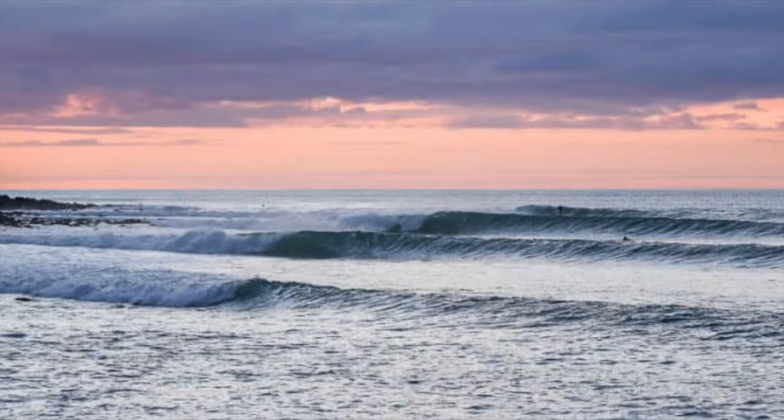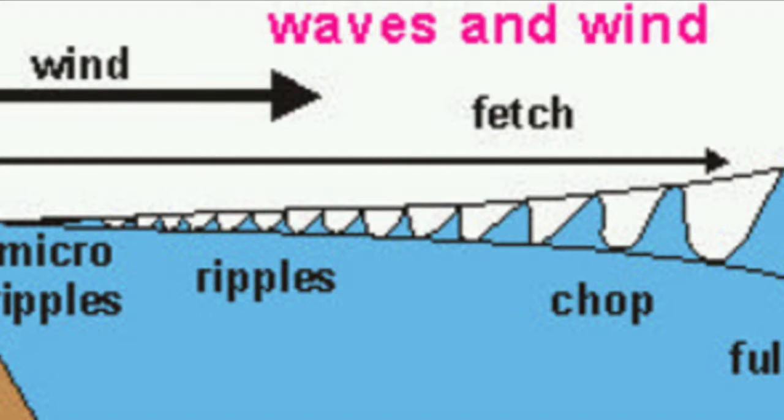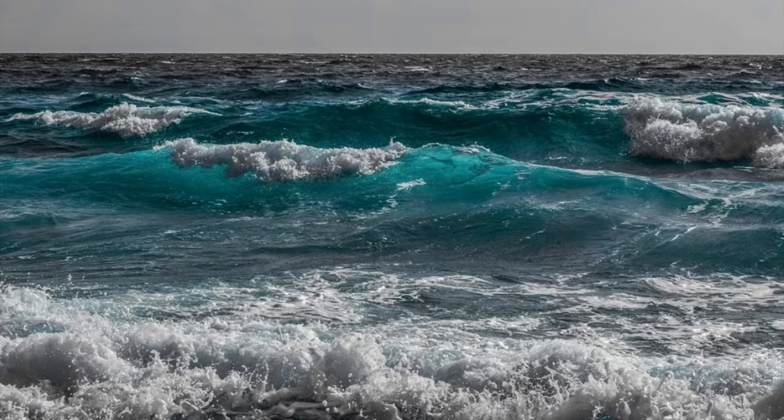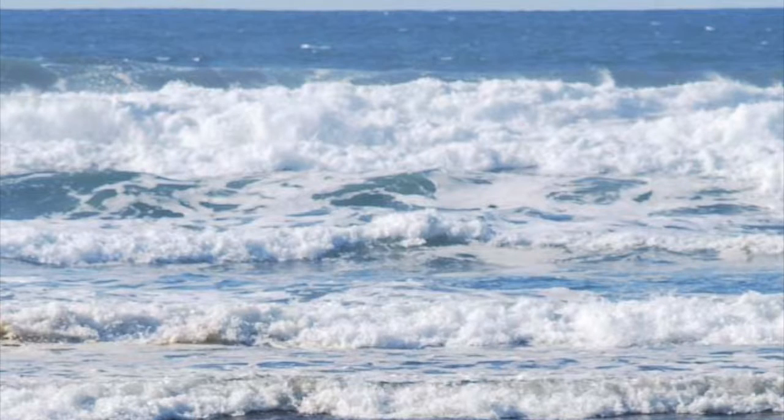Fetch is the distance of open water over which the wind blows. The longer the fetch, the larger the waves. The depth of the water also plays a role in wave growth, as it is difficult to generate large waves in shallow water. The friction on the water's surface allows for more energy to be transferred between waves, causing an increase in wave height. A fully developed sea is the maximum height of waves produced by conditions of wind speed, wind duration, and fetch. Waves originate in a sea area.